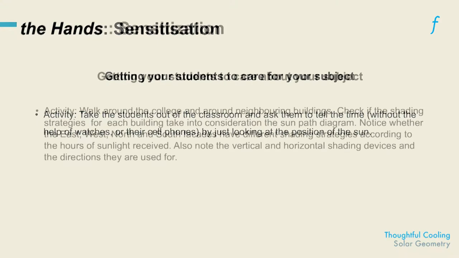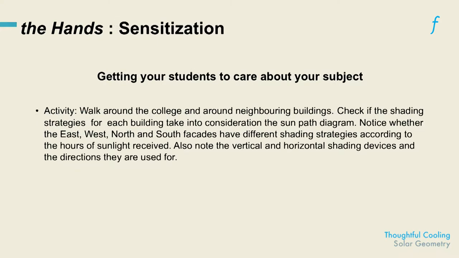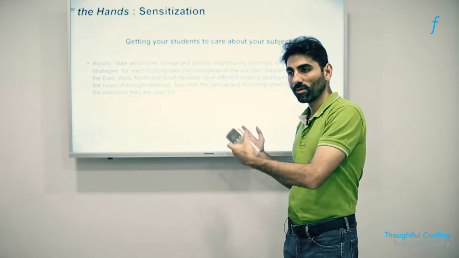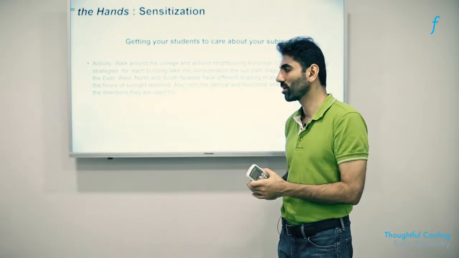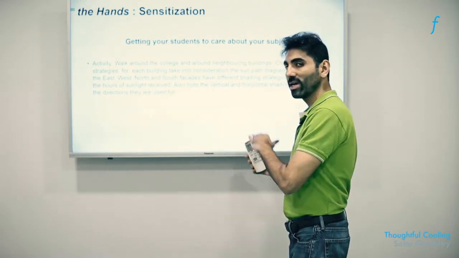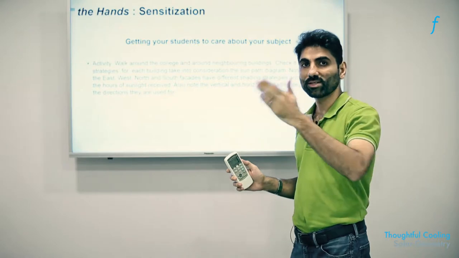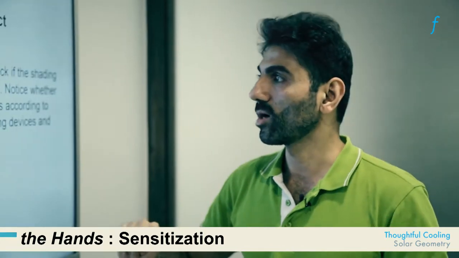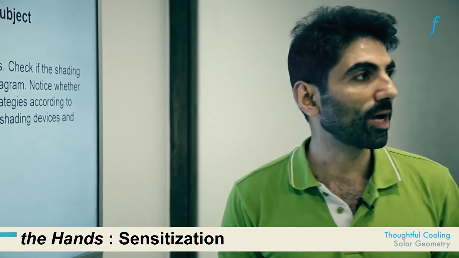and this can become the trigger activity for your students to get interested in solar geometry. Another activity to get students to care about the subject is to see how buildings already, at least non-hypermodern buildings, which had some variation of different designs on different facades, for example, can be used as a teaching aid to generate interest in seeing how the position of the sun affects facade design. So one could walk around the college neighborhood and look at the different facades of buildings around there to see if the east, north, west and south have different shading strategies according to the hours of the sunlight received.